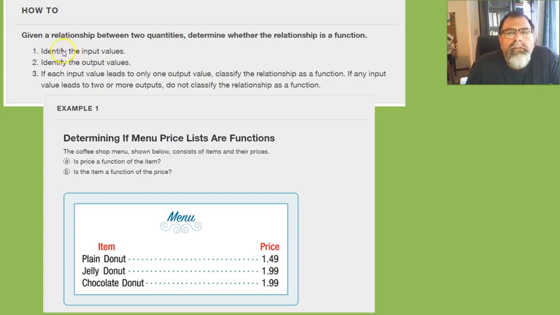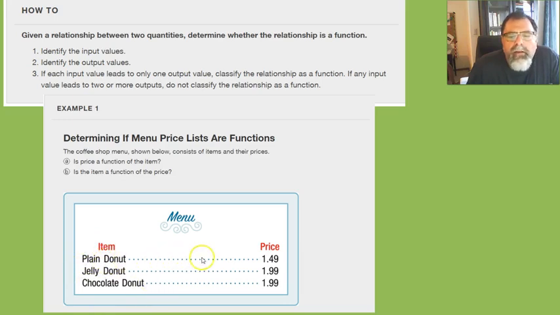So here's how you identify if it's a function. Identify the input values. So the input values will be the items: plain donut, jelly donut, chocolate donut. Identify the output values. So the output values would be the price, right? Because price is the output, input would be item. So basically this is like our arrow diagram we just did.